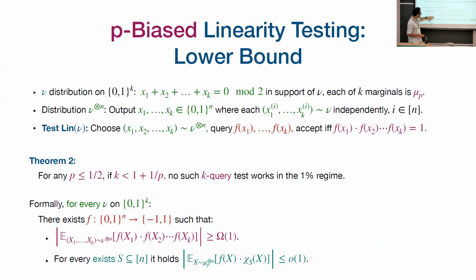Then we can construct a Boolean function f based on the distribution which satisfies two things. Firstly, the expectation of f of x1, f of x2, so on up till f of xk is, say, 0.01, so the test accepts with probability like half plus epsilon. But for every S, it holds that the expectation of f of x times chi of S is little o of 1. So that's being hidden.